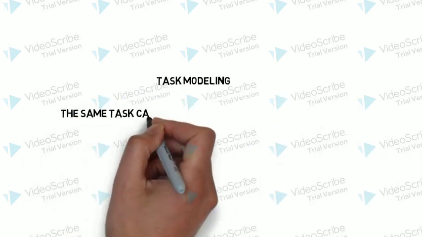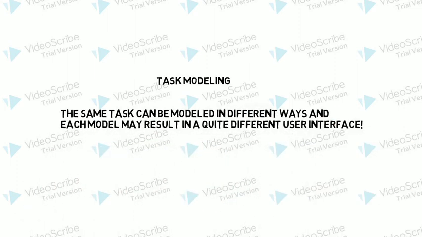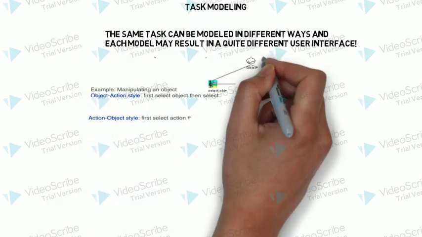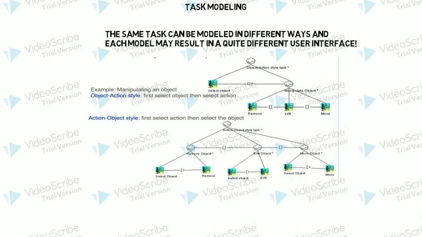If you talk about the task model, make sure that the user has to choose from an interaction task to start with. The same task can be modeled in different ways, and each model may result in a quite different user interface. If we want to manipulate an object in two different ways, the first one is object action style, the second one is action object style. In this picture, you can remove, edit, and move an object in the first part using enabling with information exchange and with the choice of remove, edit, or move. But the problem is that you have to terminate one task to do the other one.